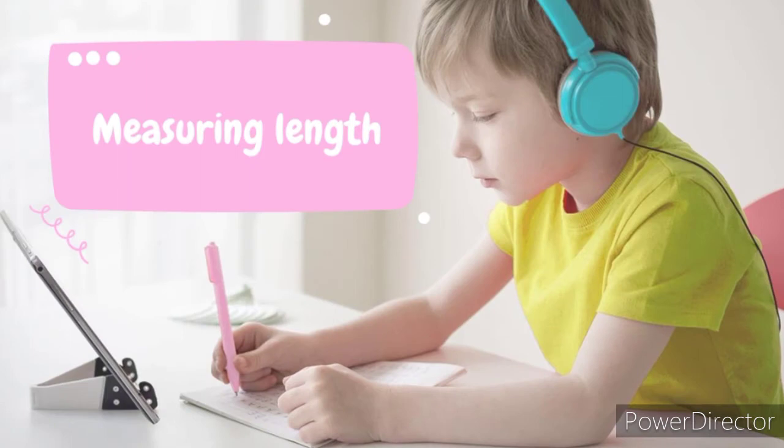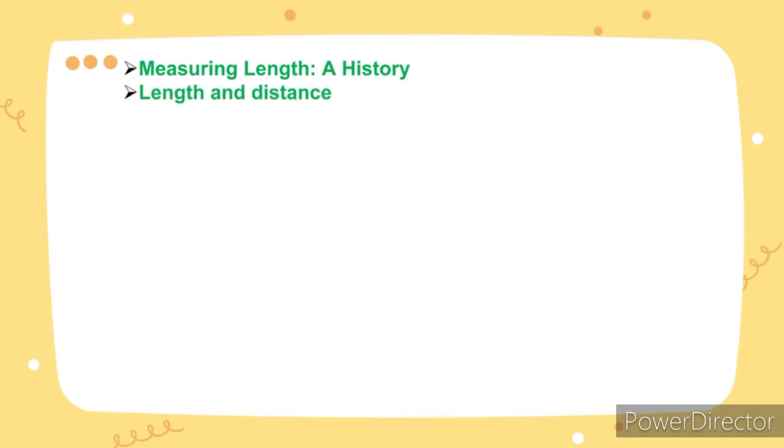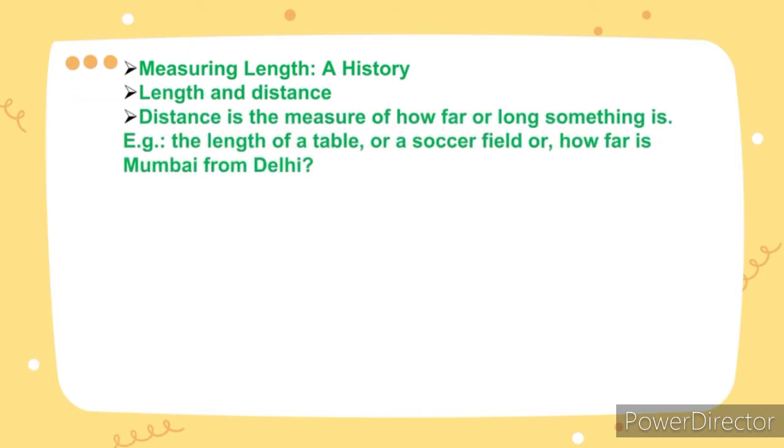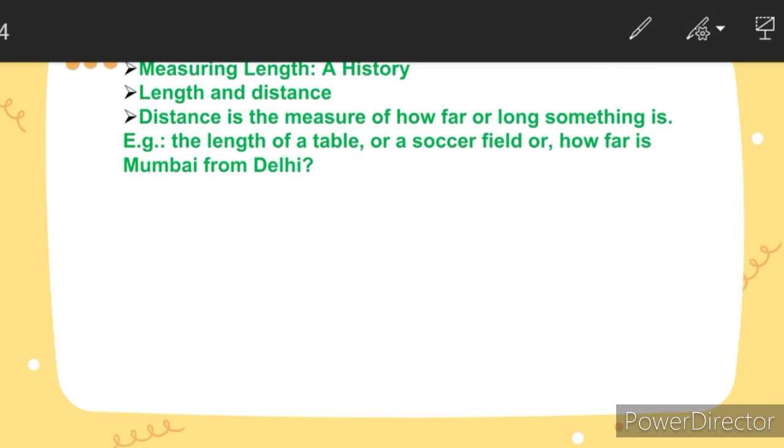Moving on, measuring length. Now let us learn how to measure length. So first of all, let us learn the basics of it. Here it goes, people. Distance is the measure of how far along something is, which means anything can be possible. Let us take an example and understand this particular concept so that you can be even better at this.